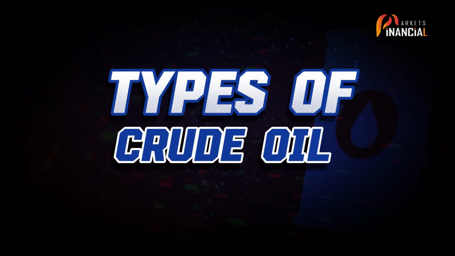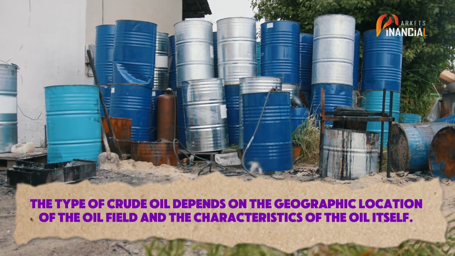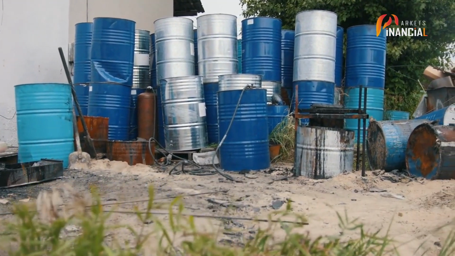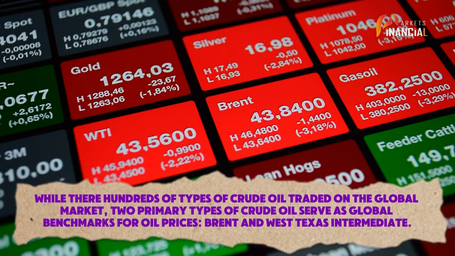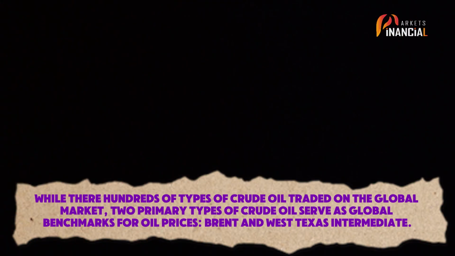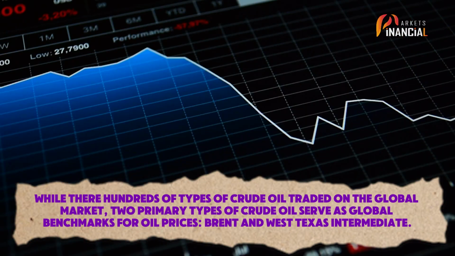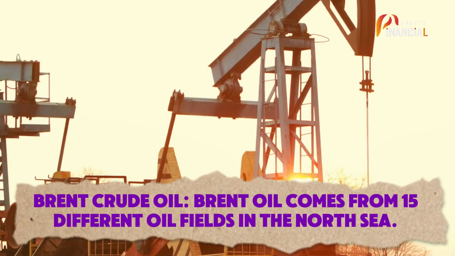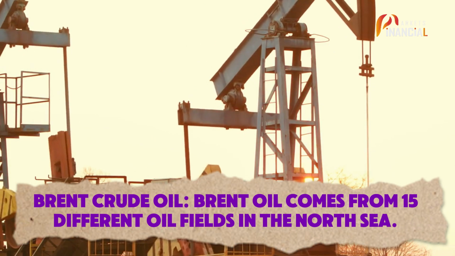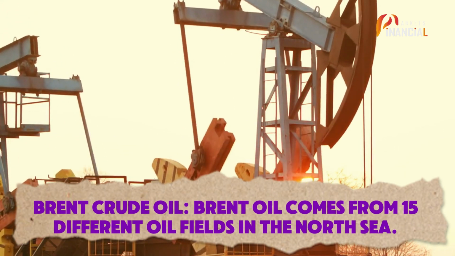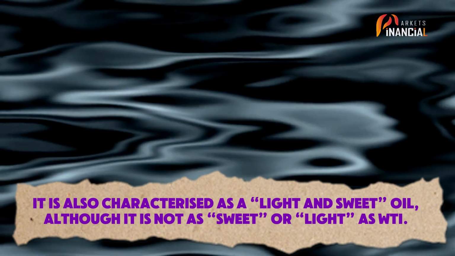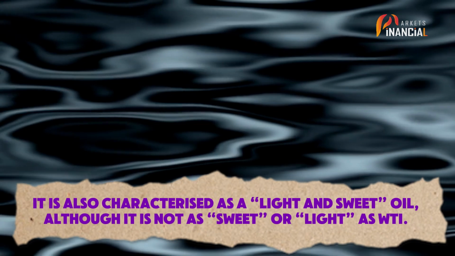Types of crude oil. The type of crude oil depends on the geographic location of the oil field and the characteristics of the oil itself. While there are hundreds of types of crude oil traded on the global market, two primary types of crude oil serve as global benchmarks for oil prices: Brent and West Texas Intermediate. 1. Brent crude oil. Brent oil comes from 15 different oil fields in the North Sea. It is also characterized as a light and sweet oil, although it is not as sweet or light as WTI.